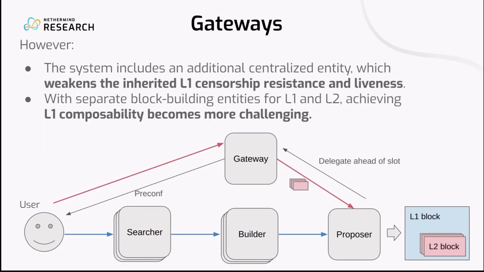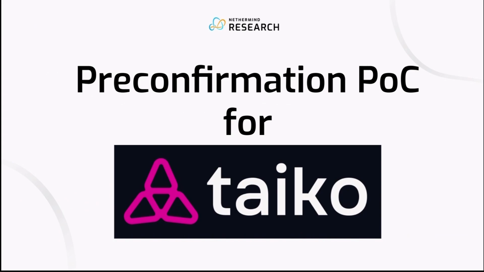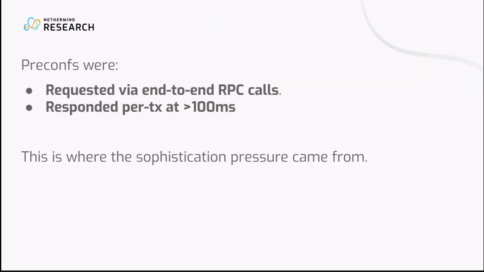Okay, so now we were talking a lot about this gateway, and is there any way to not introduce it, at least in the first iteration? And here, let me introduce the pre-confirmation POC we did for Taiko, which is a gateway-less design. So a quick recap: pre-confirmations require sophistication, but why? Because they required end-to-end RPC calls to request the pre-confirmations, and also responses per transaction at less than 100 millisecond latency. And these were where the sophistication pressure came from.